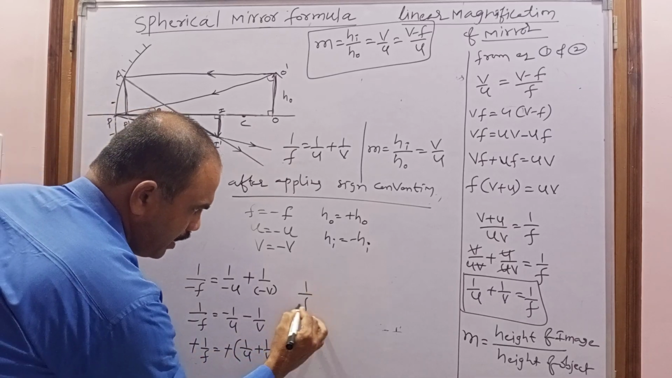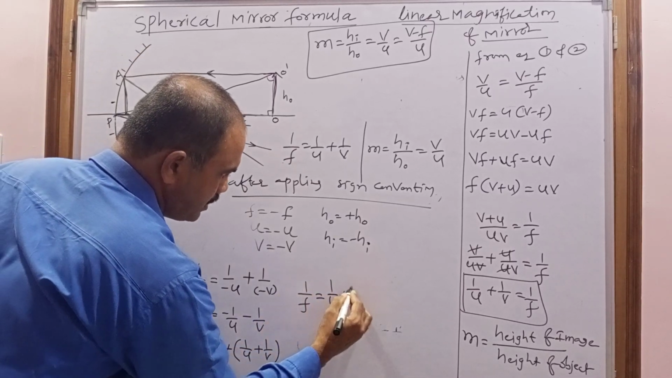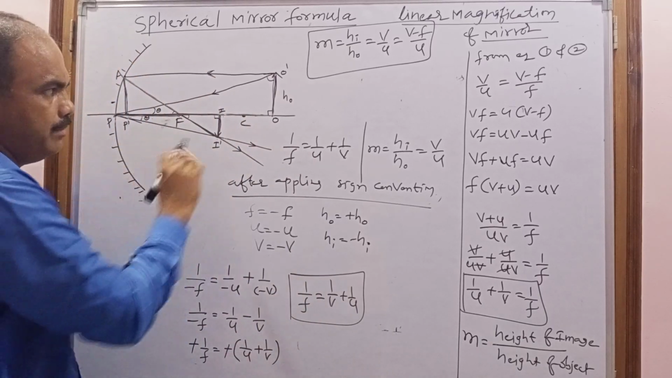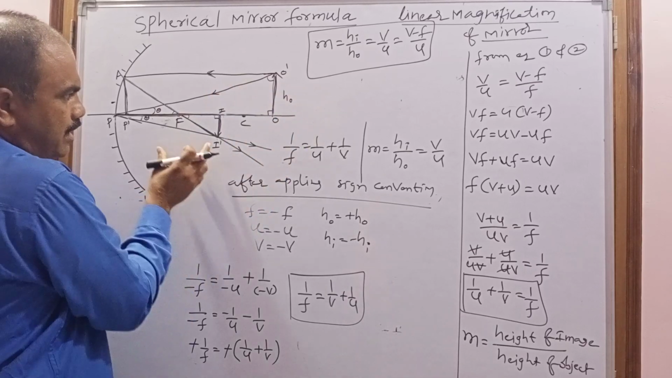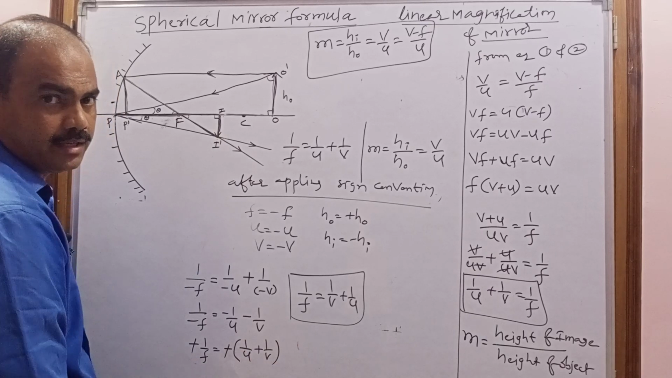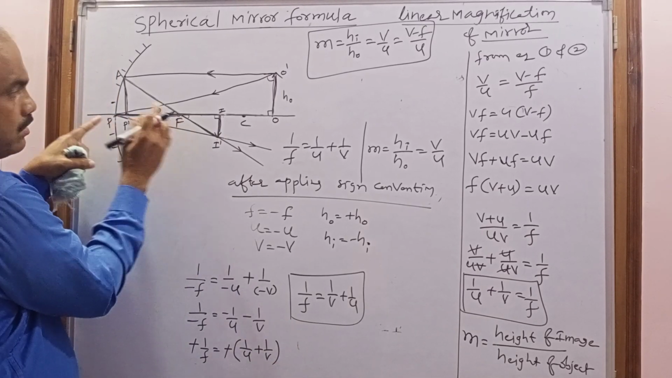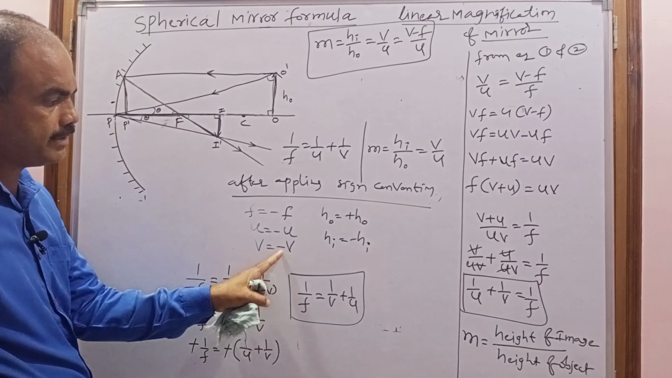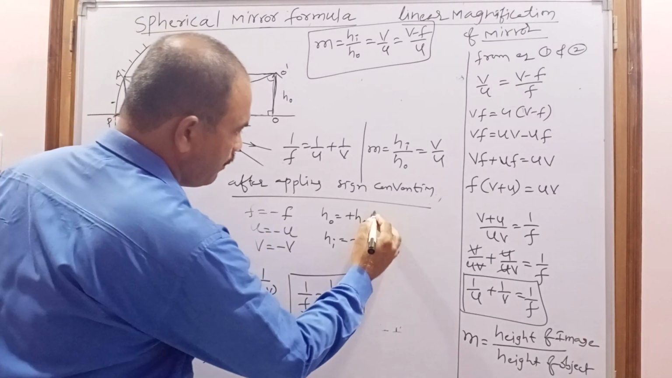Now what is the mirror formula for concave mirror? 1 by f equals 1 by v plus 1 by u. So this is for this case only, when the object is beyond C. Now when the object distance changes, the image distance also changes. That's why sometimes the sign convention of v also changes. When the object is between pole and focus, the image will be formed behind the mirror. In that case, v becomes plus. Now come to the magnification.